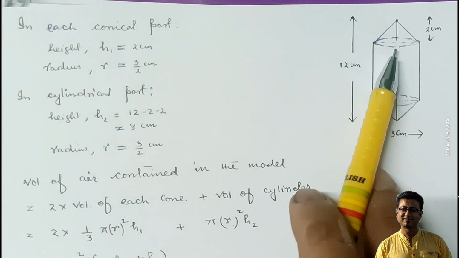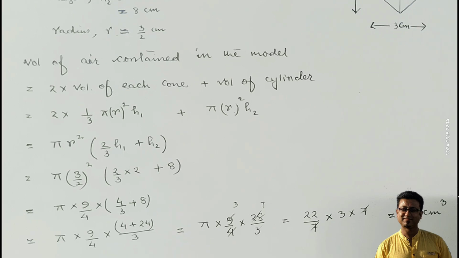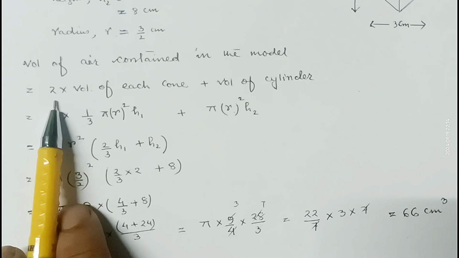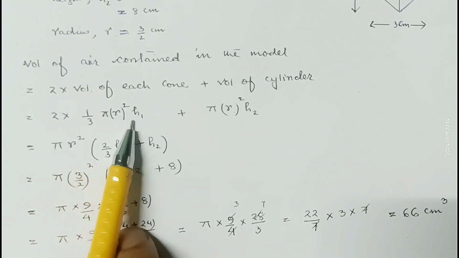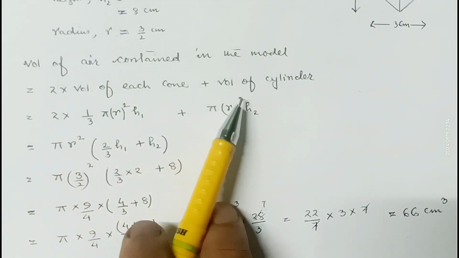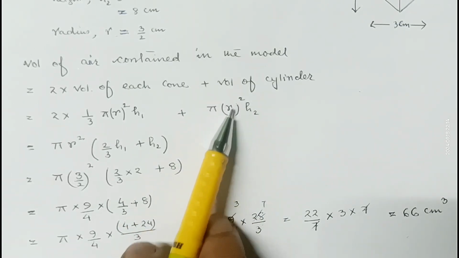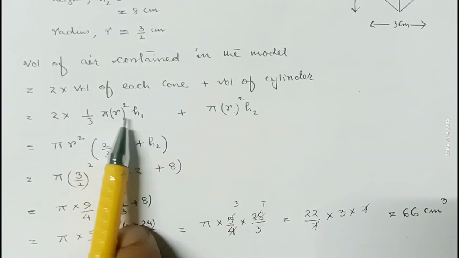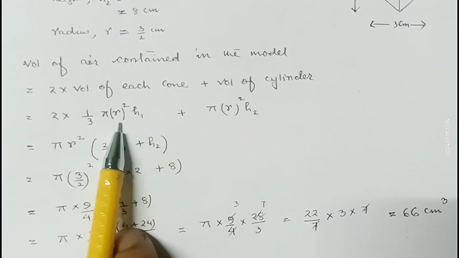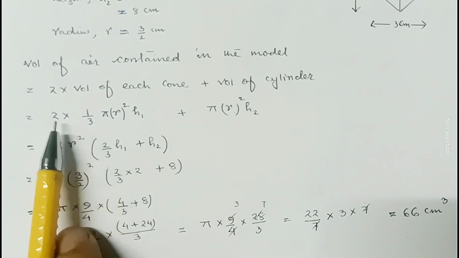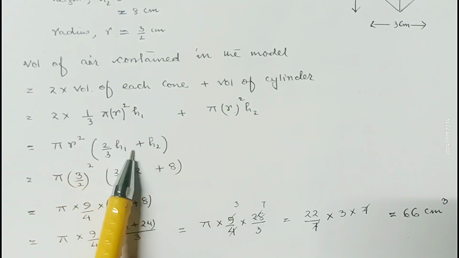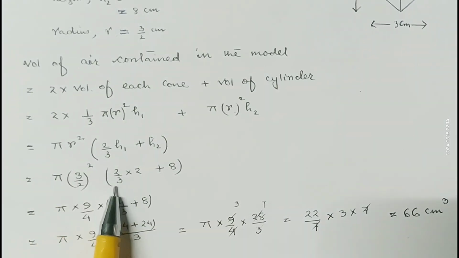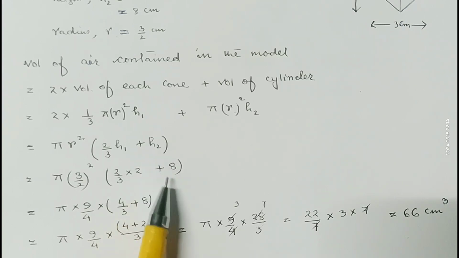Now we know volume of cone is 1 by 3 pi r square h. So here volume of air contained in the model will be 2 into volume of each cone plus volume of cylinder. 2 into 1/3 pi r square h1, where h1 is the height of the cone. For cylindrical part, it will be pi r square h2 and h2 is the height of the cylinder. From these two I can take pi r square common because radius in both the cases are same. So pi r square I have taken common. So I am left with 2 by 3 h1 plus h2. So pi, radius we know 3 by 2 whole square. 2 by 3, h1 we know it is 2 plus h2 is 8.